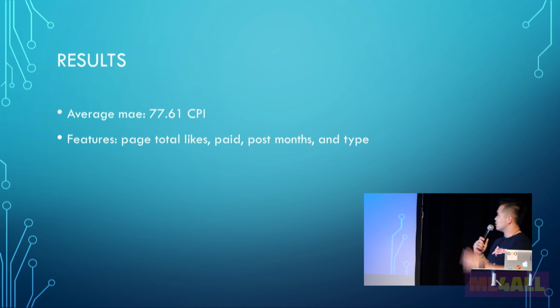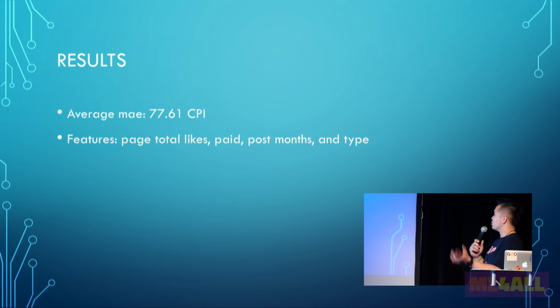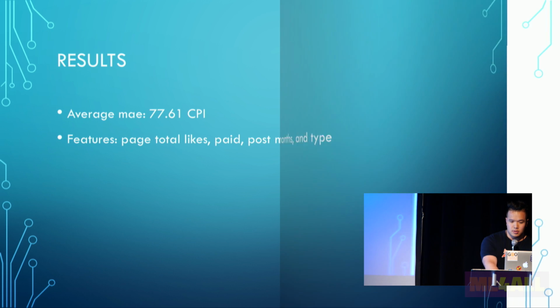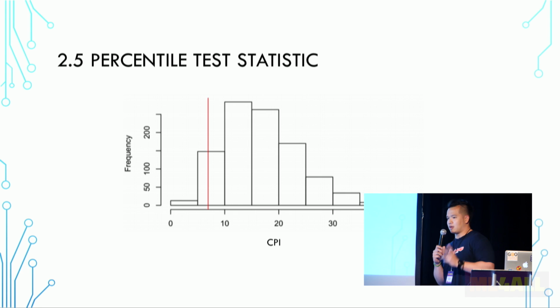So this is some of the results. I ended up just using page total likes, paid, post month, and type. I found those are very strong indicators for the metric that I was going for. The next two slides talk about how you actually go about checking your models. I think that's important for any machine learning project: how well does the model fit the case that you're trying to achieve?